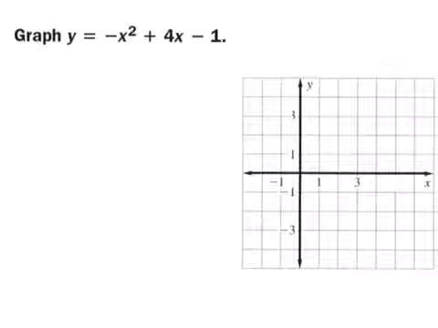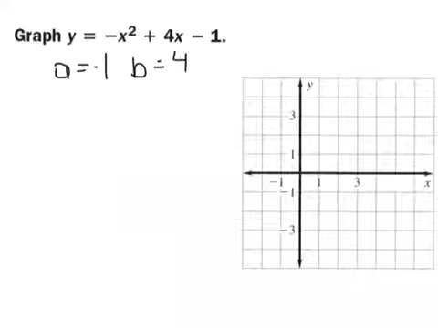Here's another one. And on this one, if we look at it, remember it does have an A term of -1. My B term is 4, and my C term is -1. That's always your first step on these ones that have that middle term.